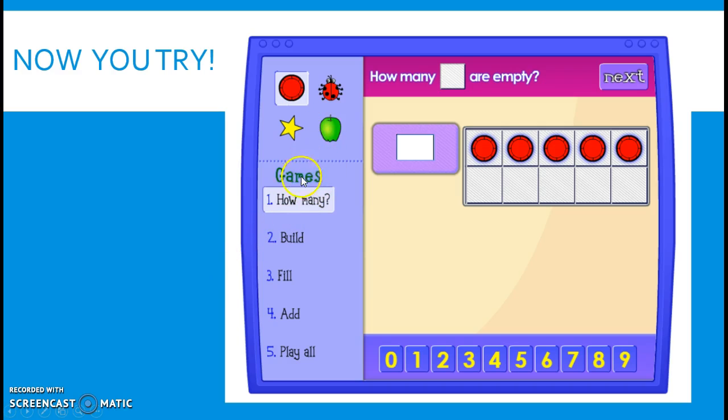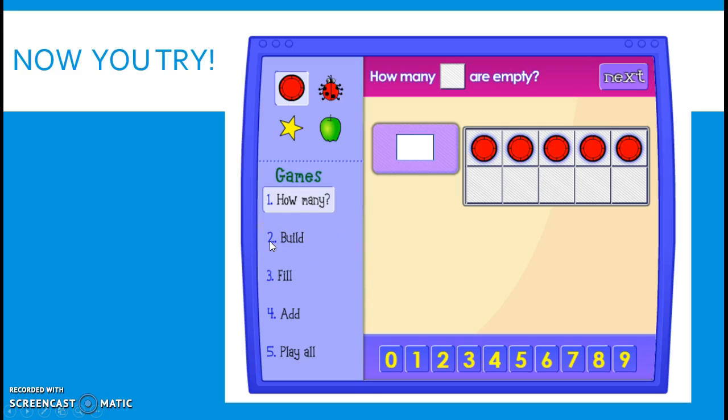I would like you to try the first game called How Many. They are going to ask you how many chips are in the 10 frame. Be careful, they might ask you how many empty spaces there are. You are going to count how many chips there are, and then using the numbers down here, you will mark down how many chips there are. When you have passed that game level, you can go on to game number 2.